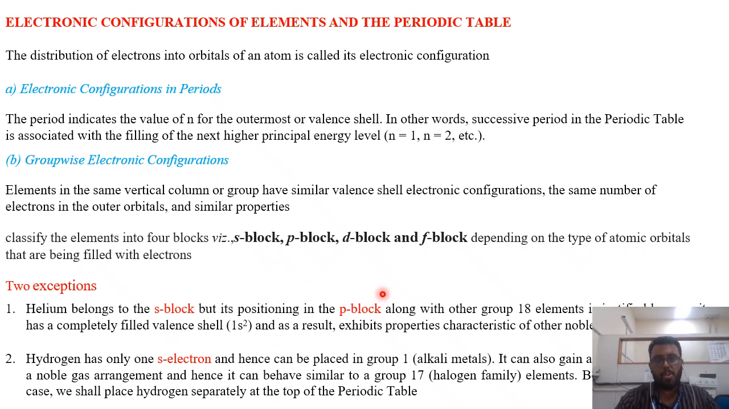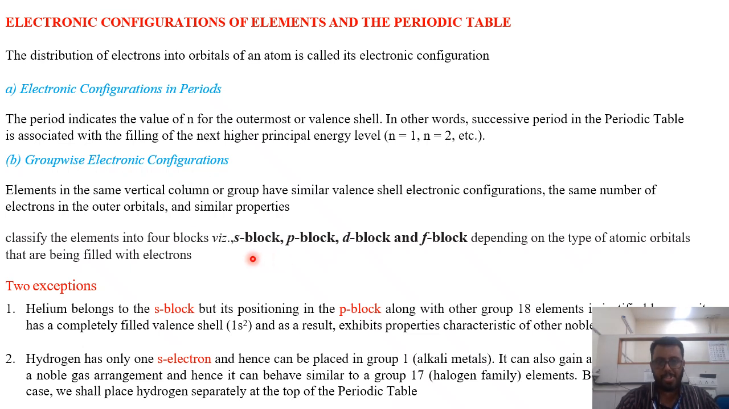Electronic configuration of elements in the periodic table. I think electronic configuration you can write usually following the Aufbau principle. For instance, we will see how the electronic configuration goes in a period. As you know, the period indicates the value of n for the outermost valence shell. In other words, you can say that in successive periods in the periodic table, there is filling of the next higher principal energy level, like n is equal to 1, n is equal to 2, etc.